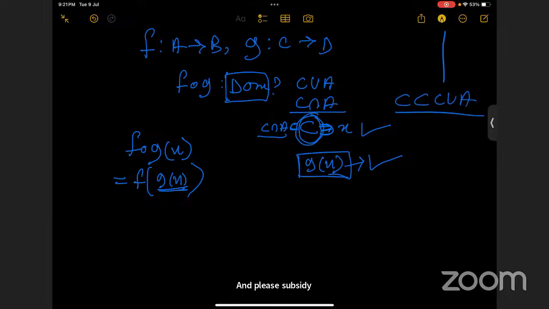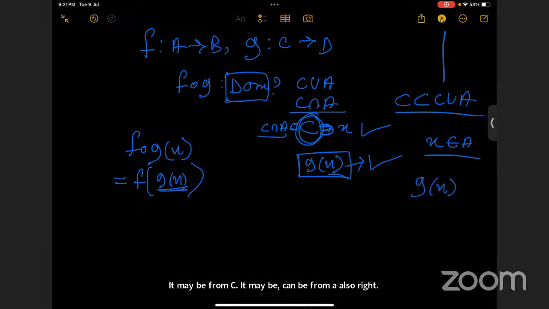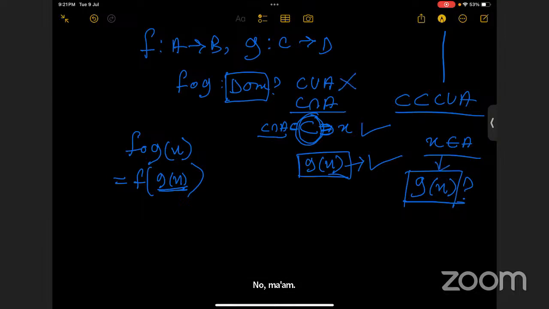But suppose we take some points from C union A. They may be from C, or they can be from A also, right? Suppose I took some x from A. Is there any guarantee that g of x will exist? No. So this is clearly a wrong option. Our correct option is C. So our domain will be C. Clear?